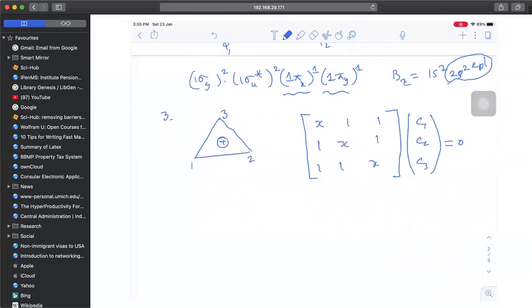So if you want to find out the molecular orbital energies, then you have to take the determinant of this matrix.